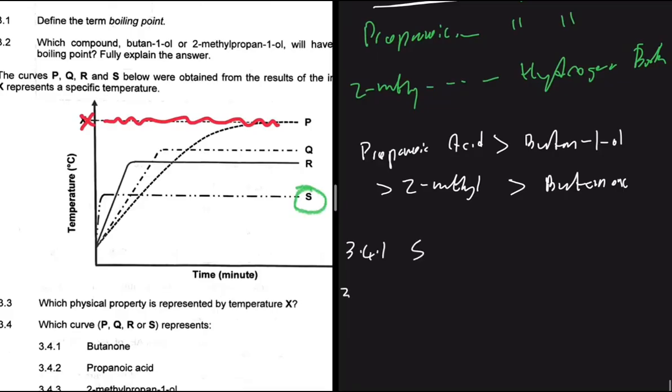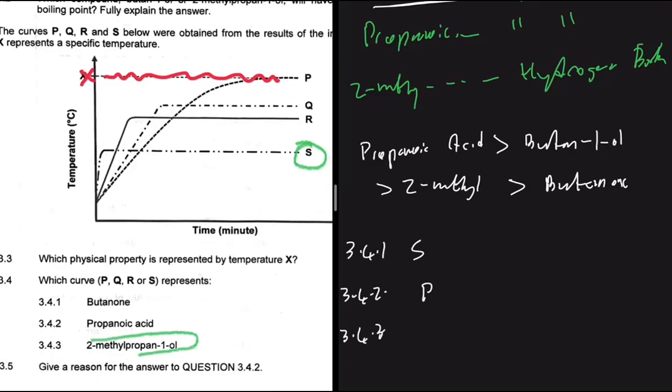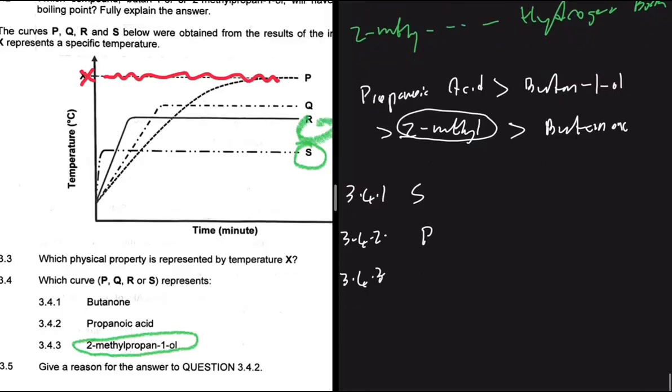And then 3.4.2, propanoic acid, it should be the one with the highest boiling point. So that is P. And then 3.4.3, 2-methylpropan-1-ol. It should be the one second from the bottom, right? So we say that S is butanone. So compound R should be 2-methylpropan-1-ol. So compound R is 2-methylpropan-1-ol.